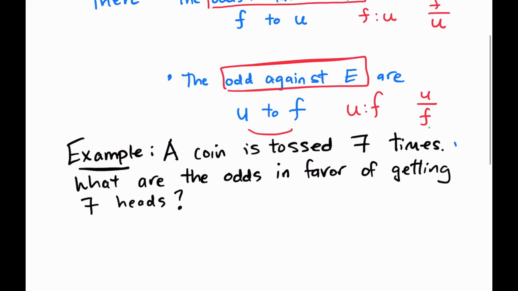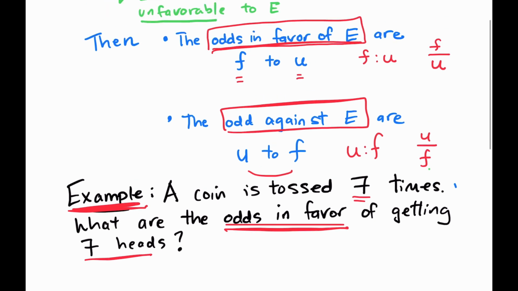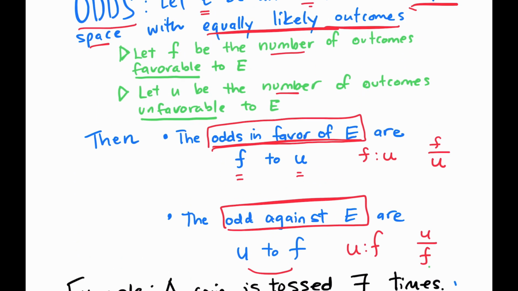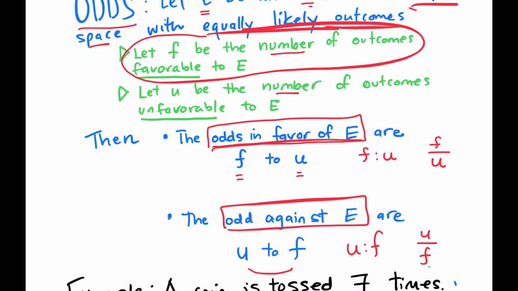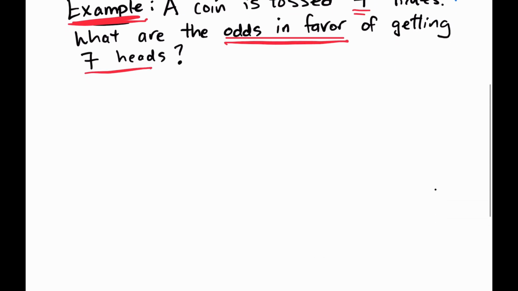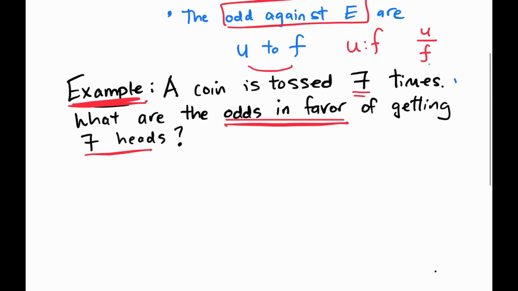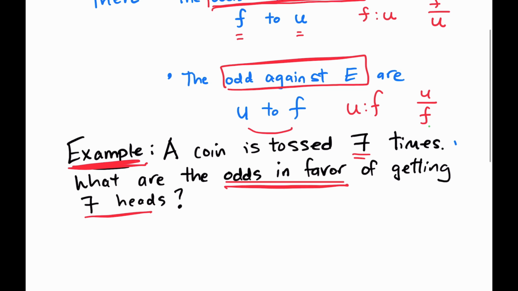So let's do a quick example down here. A coin is tossed 7 times. What are the odds in favor of getting 7 heads? Okay, so we have to calculate the odds in favor. What we really need to do is figure out what F is and what U is. So remember, F is the number of outcomes favorable to E. Well, let's look at the total number of outcomes.